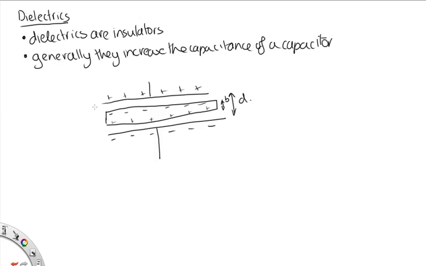Now let's consider what's going to happen to the electric field here. Let's call this 0 and we'll call this distance d. We'll call this distance a, and then this distance will be a plus b.